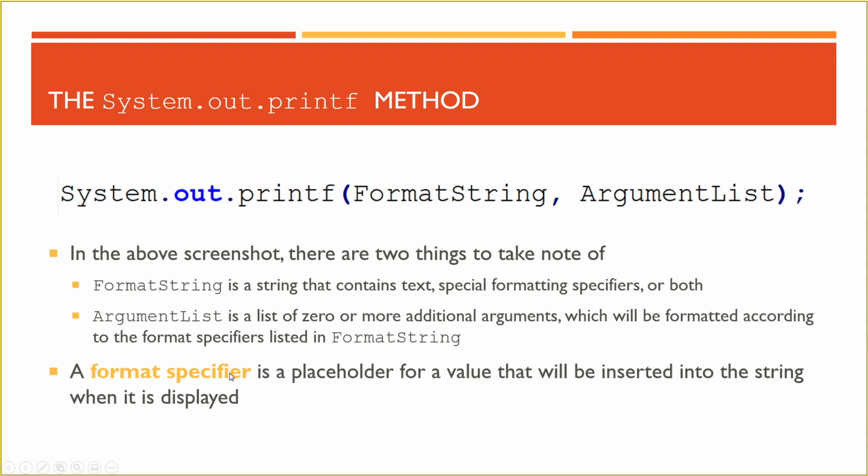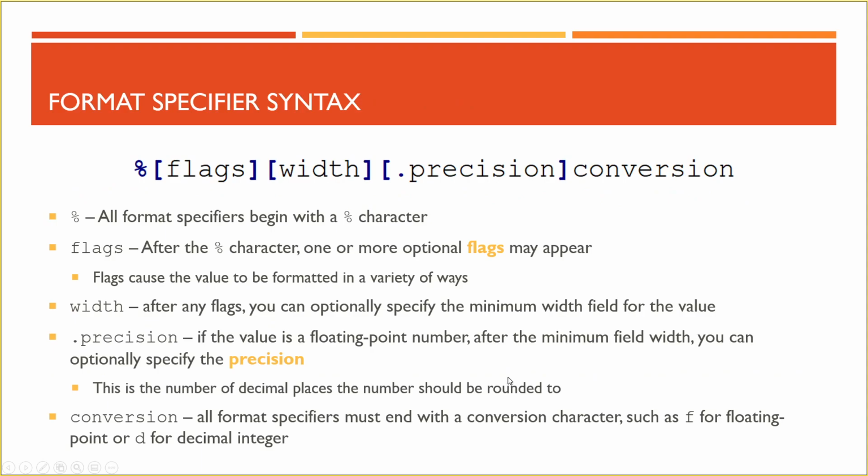So a format specifier, which I've used that definition, that's just a placeholder for a value that will be inserted into the message when it's displayed. And we do have some syntax of how that format specifier works. It will always start with a % sign. And then we'll have some optional things here. So these things inside these brackets are optional. Flags basically cause our value to be formatted in a bunch of different ways. After our flag, we can specify a width of how many things we want this to be.